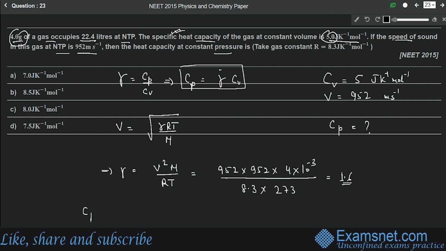Now Cp, that means the heat capacity at constant pressure, will be equal to gamma into Cv. That means 1.6 into Cv, which is 5. So the answer will be 8 and the unit will be joule per Kelvin per mole. So 8 joule per Kelvin per mole, option C will be the correct answer.